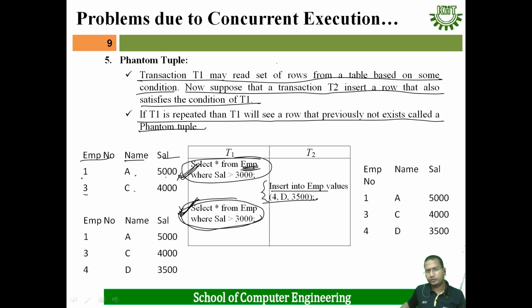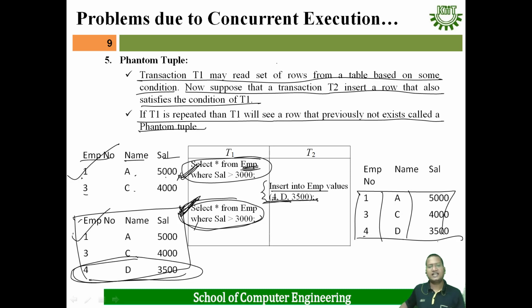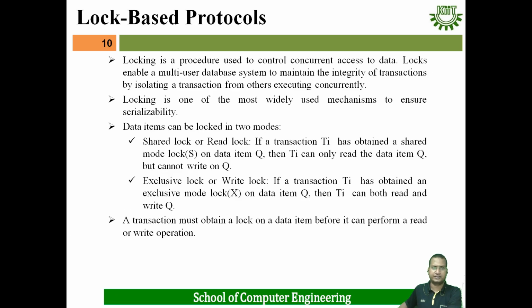But after some time, suppose transaction T2 inserts a record 4D 3500. Now three rows have salary greater than 3000. When transaction T1 executes the same query again, it will produce this database state, which is different from the earlier one. This is known as a phantom tuple, and it generally arises due to concurrent execution of transactions. These are the five basic problems of concurrent execution.